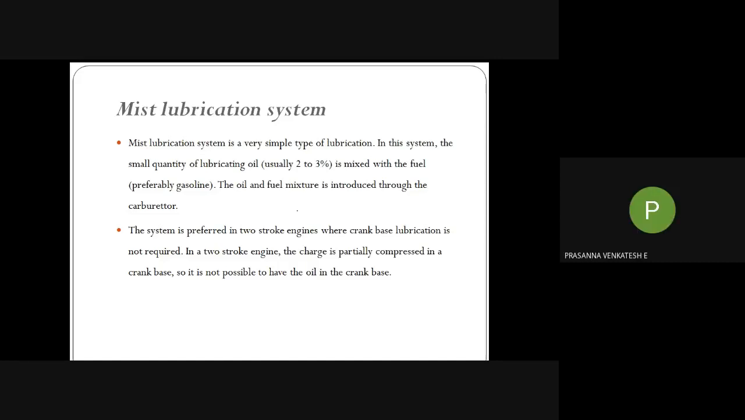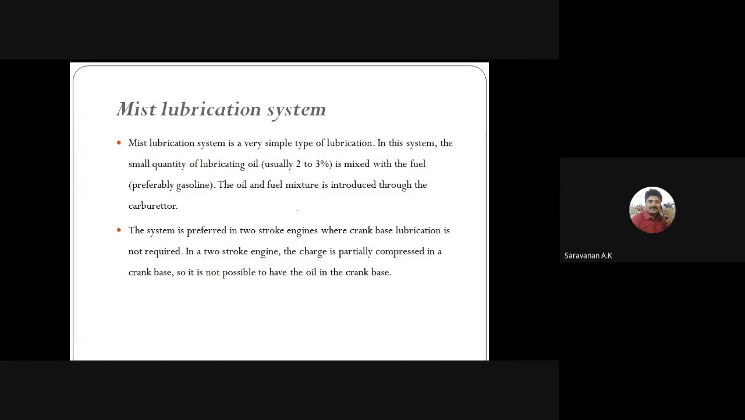So in the TVS Champ, while putting petrol into the vehicle, we may add some lubricating oil in the petrol tank itself. The percentage will be very minimum, 2 to 3% of lubricating oil, which is poured and mixed with the fuel. This type of lubrication is called the mist lubrication system.